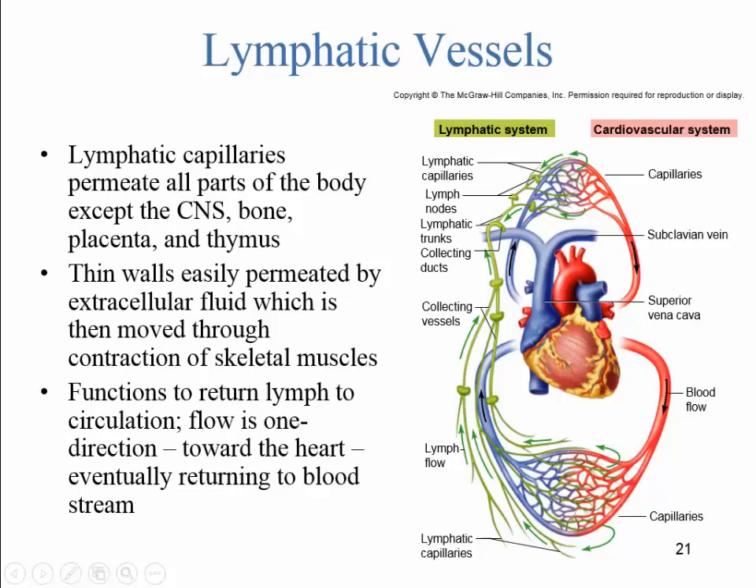So our lymphatic system, as it permeates through the body, you can see that it is available for a quick pickup of extracellular fluid that may have been drained off from the cardiovascular system. The flow is one directional, and even the lymphatic system running in parallel flows in one direction toward the heart, eventually returning fluid to the bloodstream.